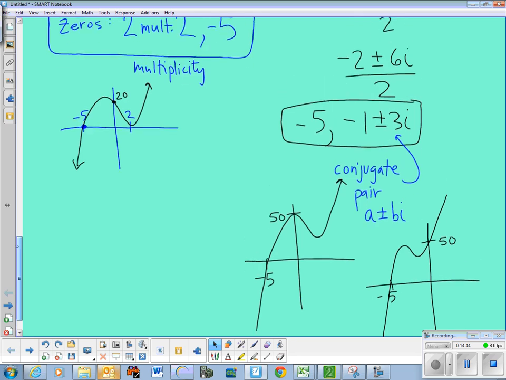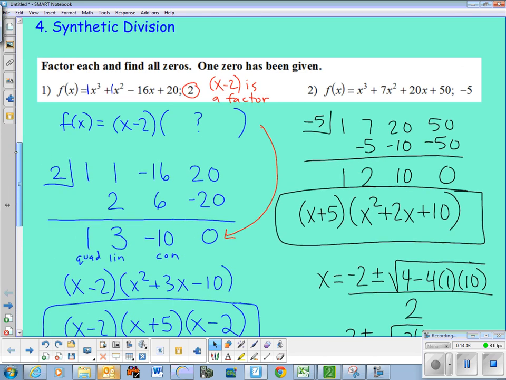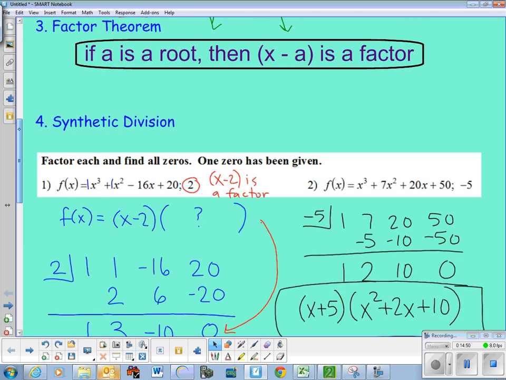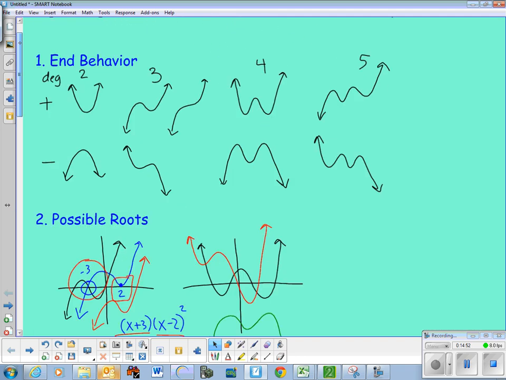So that's the main skill of the day, factoring and solving cubics using the factor theorem and synthetic division. So that's what we'll be working on in class.